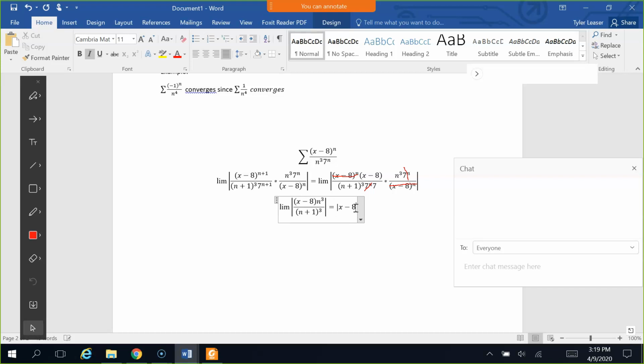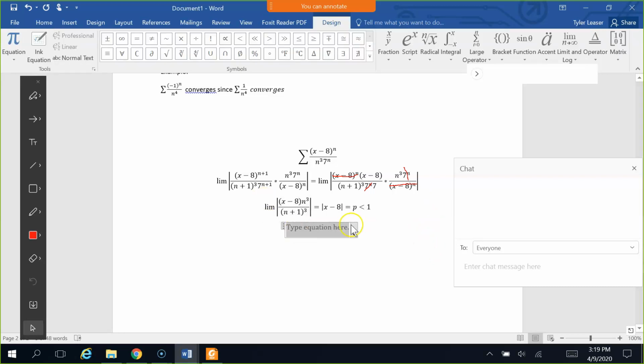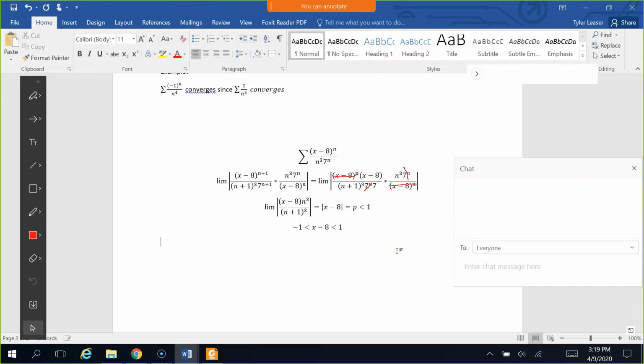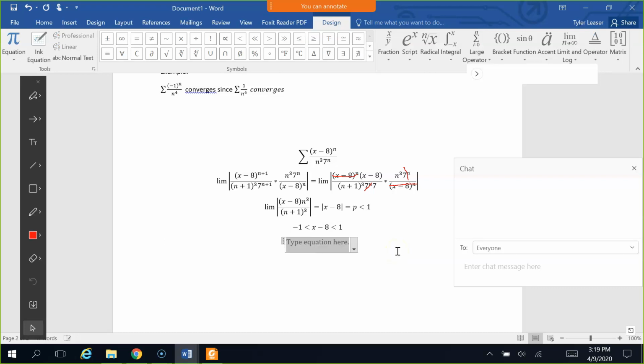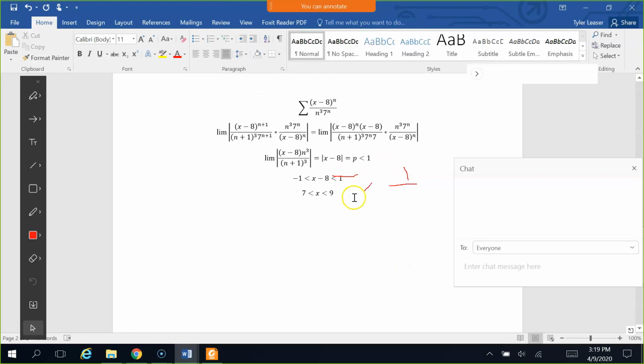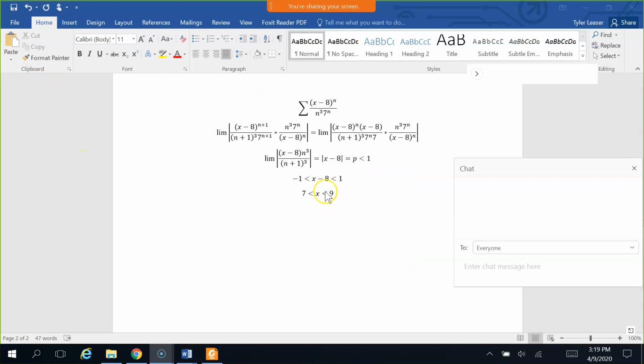My coefficient on top is x minus 8, and my coefficient on the bottom is just 1, so this approaches the absolute value of x minus 8. That, remember, is our p-value, and we want that to be less than 1 so that my series converges. Whenever you have an absolute value less than 1, that's when you squeeze it in between the negative and the positive. And then for us, we can just add 8 on both sides. Okay, great. Get those lines out of the way.